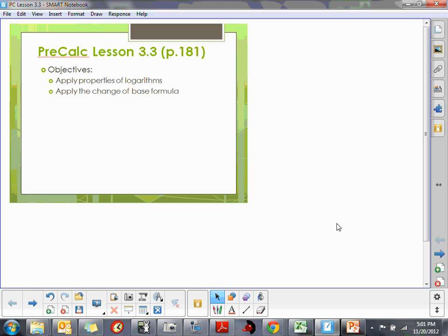In the next lesson, 3.2, we looked at logarithm curves, and we were sketching graphs of logarithms, and we were also evaluating some logarithms. In this one, we're going to learn three properties of logarithms that'll help us evaluate and solve logarithmic equations. And the second thing is, like we mentioned, we're going to use a change of base formula to help us evaluate logs of bases other than base 10 and base e.